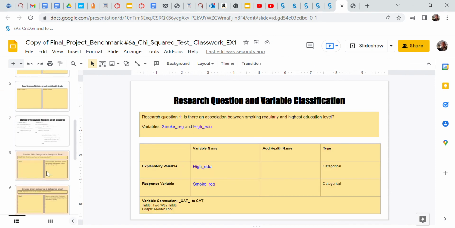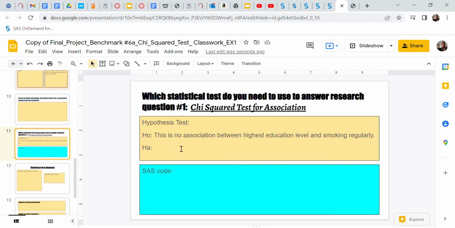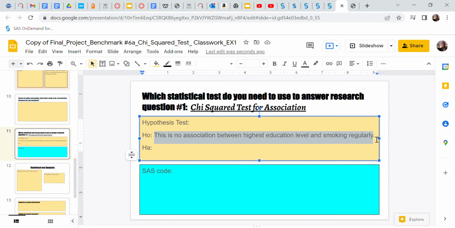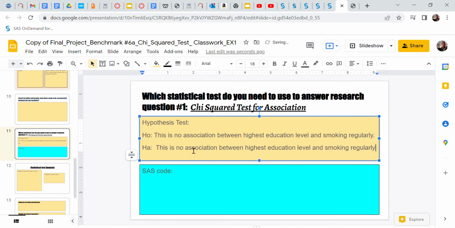Okay, cool. So now let's go back here. So the alternative is going to be the opposite. There is an association between highest education level and smoking regularly.